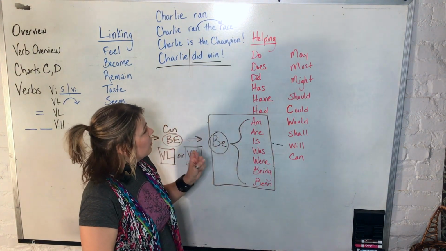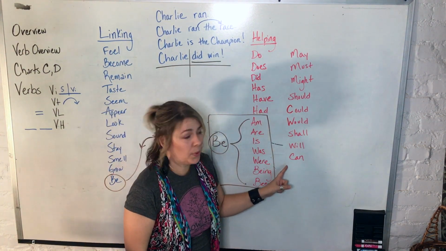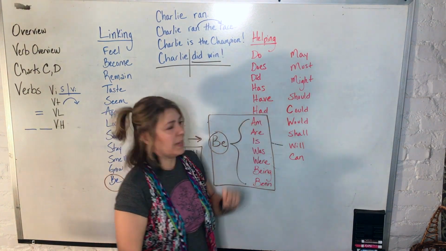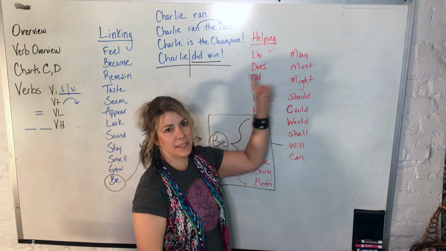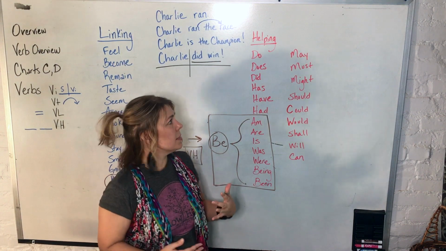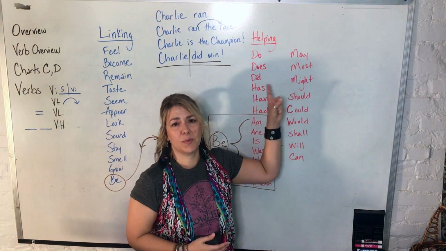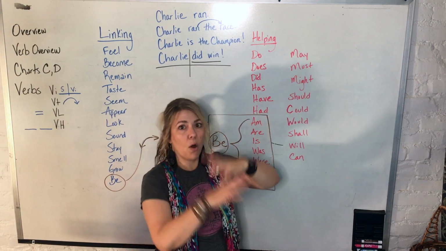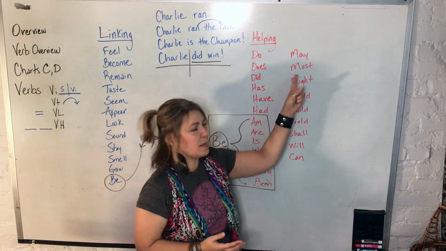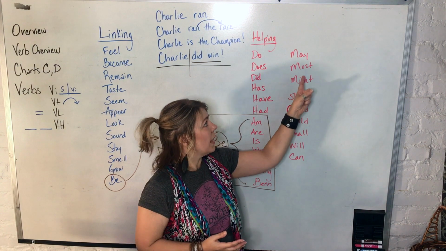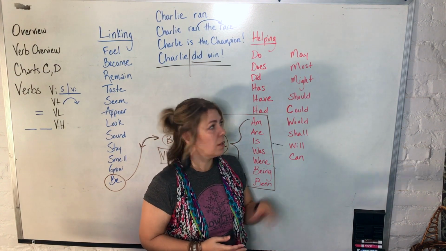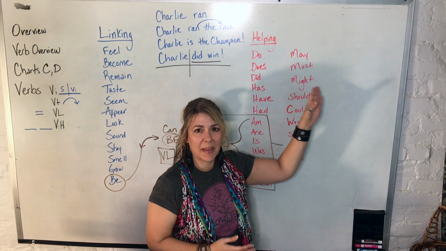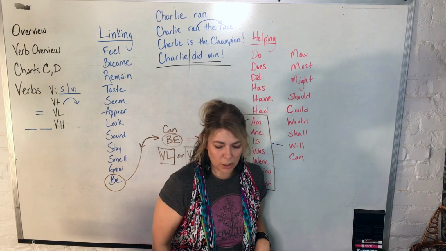Charlie did win. What if I said Charlie can win? Charlie should win. Charlie must win. Do you see how it changes? If the whole team is relying on this one race, it's the last one, and they want like an overall score trophy, and Charlie must win, okay, that's a big deal. So you need the right helper to make that communicate to the reader.